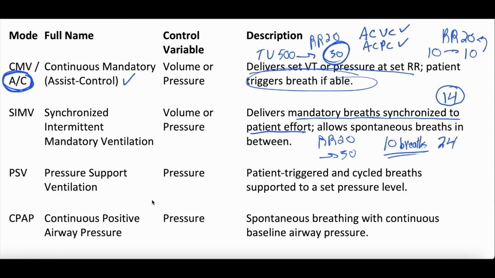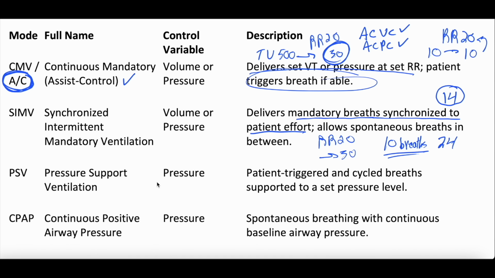PSV, or pressure support ventilation. This is where the patient has to trigger all of their own breaths. This is a mode we often use when we're trying to see if a patient can be liberated from the ventilator or extubated. You'll put them on a pressure support trial. Now, there is usually an inspiratory pressure, and this is an important concept. It's a little tricky, and again, this is just an introduction to the nomenclature.